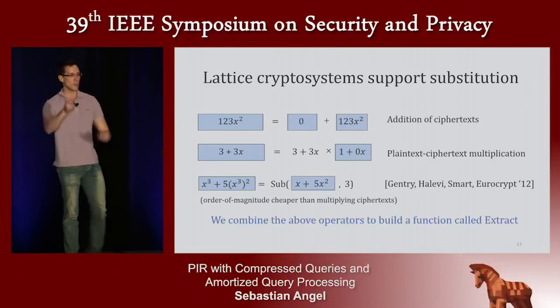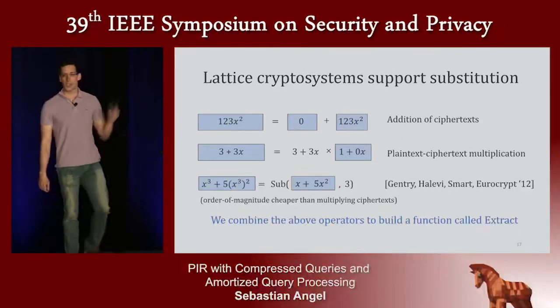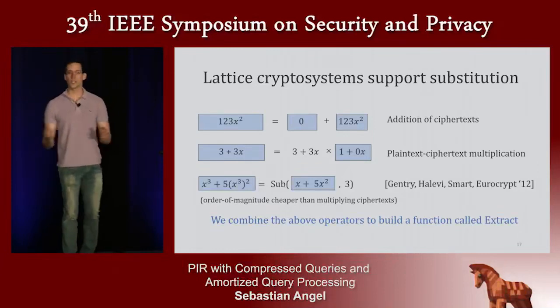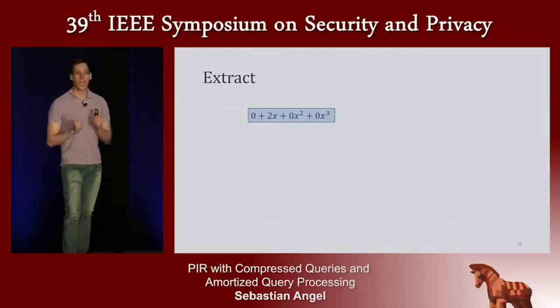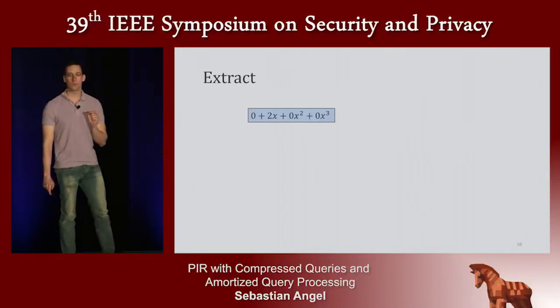And we can use these three operations, addition of ciphertext, plaintext-ciphertext multiplication, and substitution, to build a function called extract. And here's how extract works. For extract, we start with an encryption of a polynomial. And what it allows you to do is take each of the coefficients and place them in the constant term of a new encrypted polynomial.